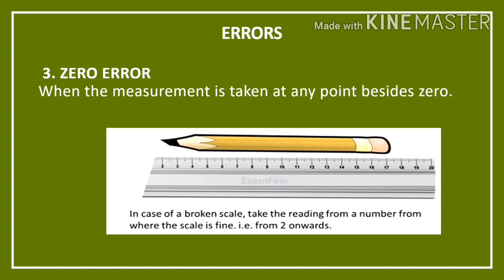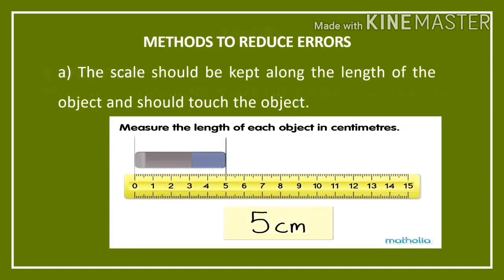Zero error can occur when the measurement is taken at any point besides zero. In case of a broken scale, take the reading from a number from where the scale is fine, that is from 2 onwards. Methods to reduce errors.